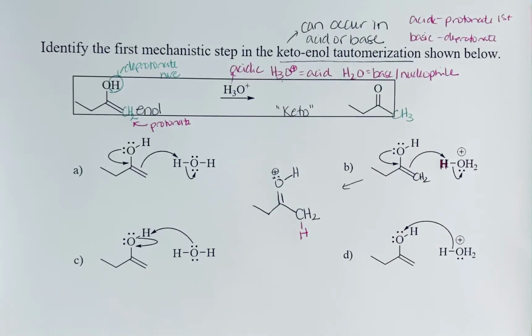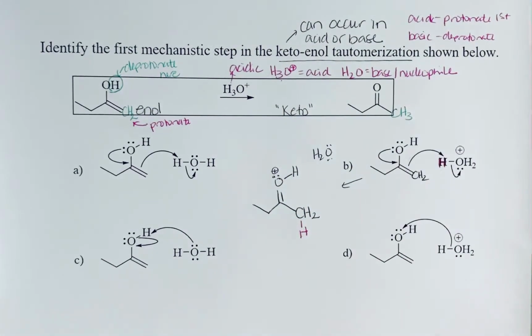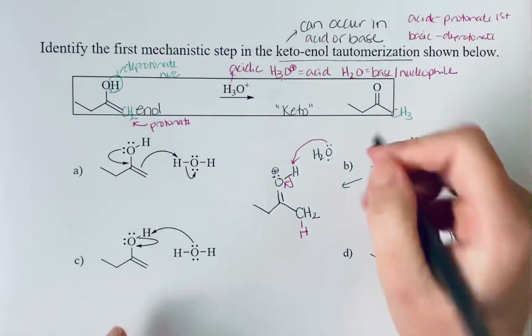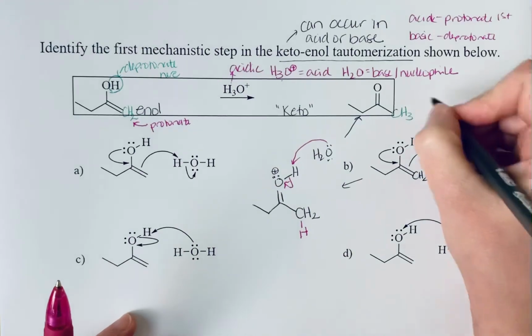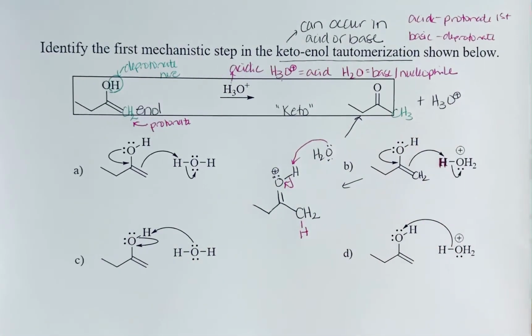And then in your last step of this mechanism to get to the keto form, you would need to deprotonate. So you would need to remove a hydrogen, which means you need a base, and that base would be the water. So in the next step of this mechanism, your water would remove that proton. And so that would regenerate H3O+, which was your acid catalyst. So it makes sense to have a catalyst regenerated in that last step.